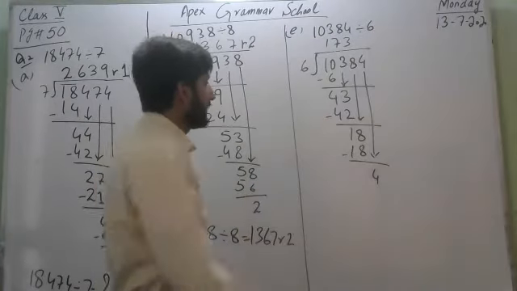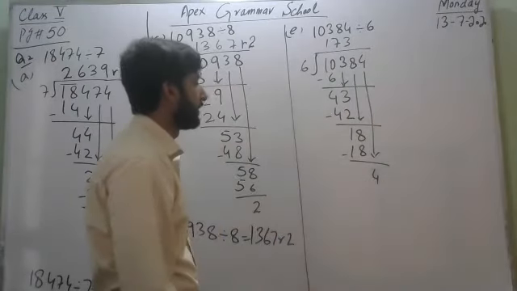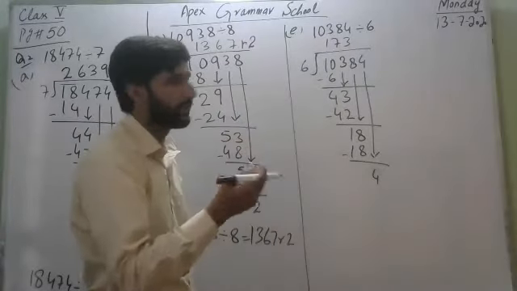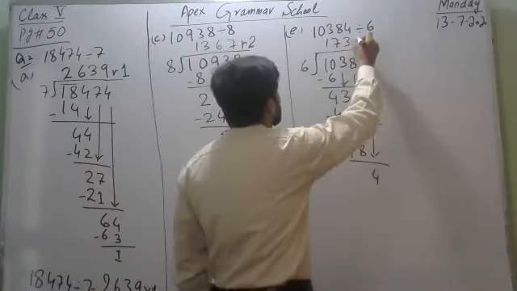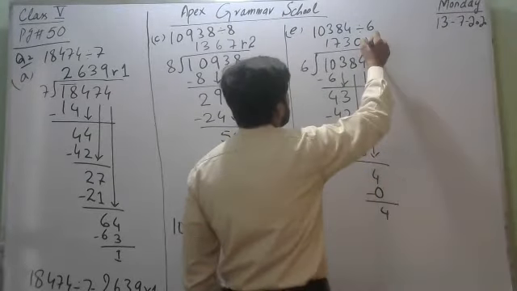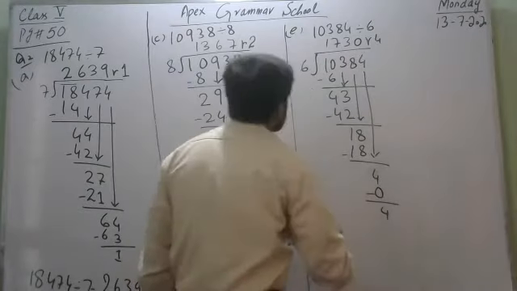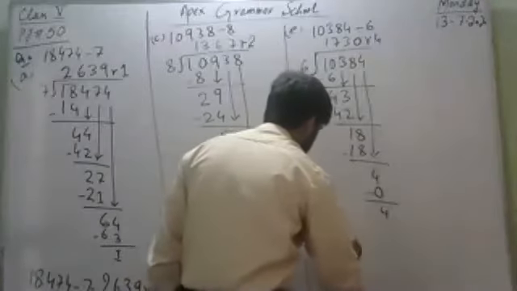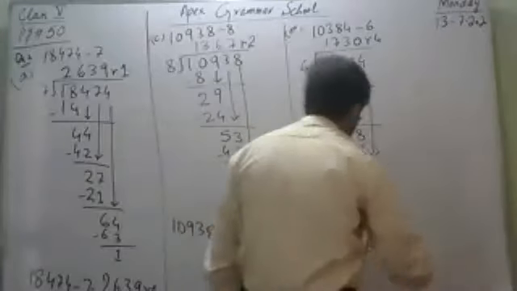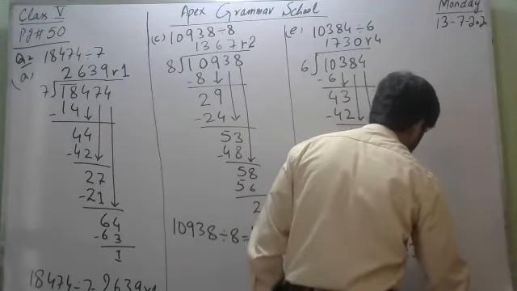Now you can see that there is only one digit, but we need 2 for the further division. 4 is smaller and 6 is greater. If we do 6 1s are 6, this is not possible. So we are going for 0. 6 0s are 0. 4 is remainder. 10384 divided by 6 equals 1730, remainder 4.